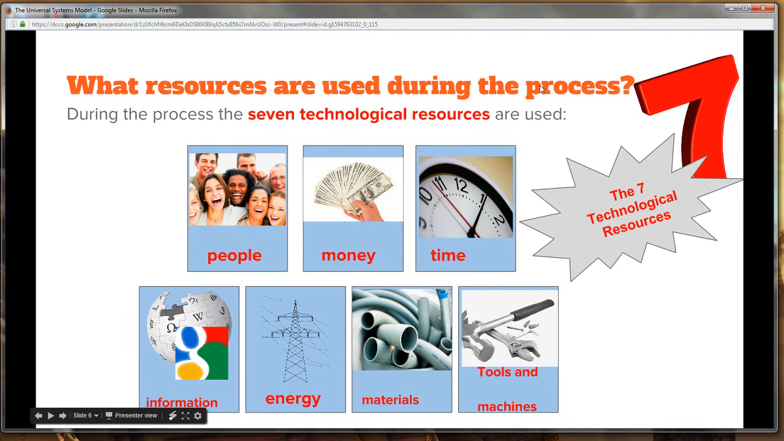What resources are used during the process? During the process, the seven technological resources are used. Those include people, money, time, information, energy, materials, and tools and machines.